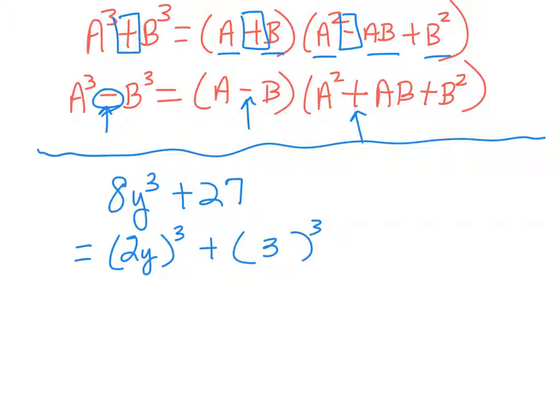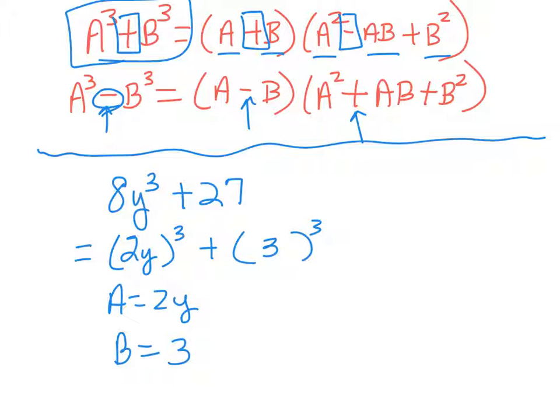Now, why did I do that? Because now, if I look at my formula, I've got a cubed plus b cubed up here. So that means my a is the 2y, and my b is the 3. It allows me to recognize what my a and my b are. And I always need 3 more things besides those 2 things. I'm going to need a squared, I'm going to need ab, and I'm going to need b squared.